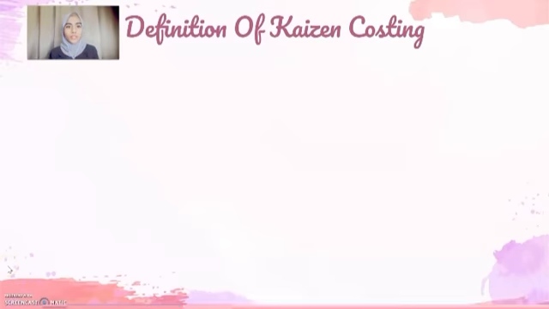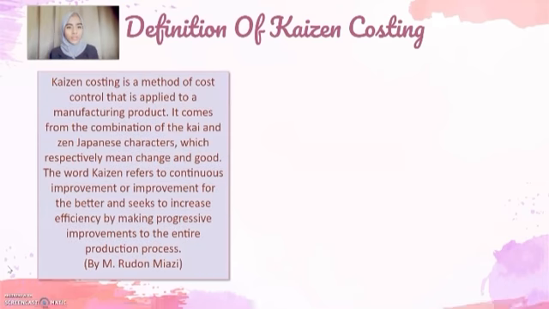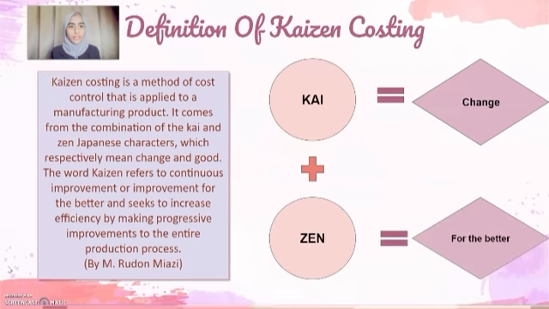Now, let's move on to the definitions of Kaizen costing. I have laid out several sources that relate to the definitions. The first one says that Kaizen is a method of cost control that specifically focuses on manufacturing products. It is a combination of two Japanese characters, Kai and Zen, which respectively mean change and good. The word Kaizen refers to continuous improvement, improvement for the better, and seeks to increase efficiency in production. So, Kai represents change and it combines with Zen, which represents for the better. In other words, it also means continuous improvement.